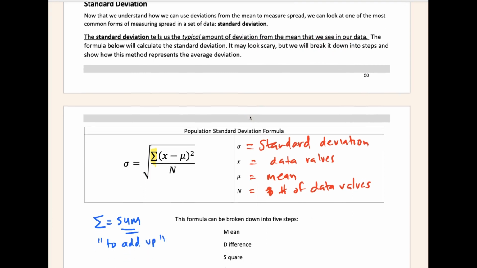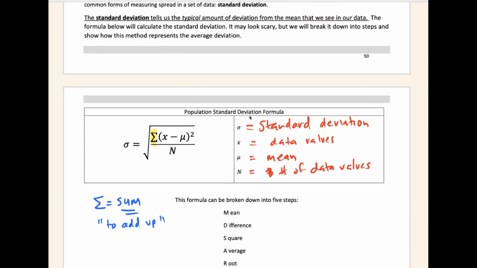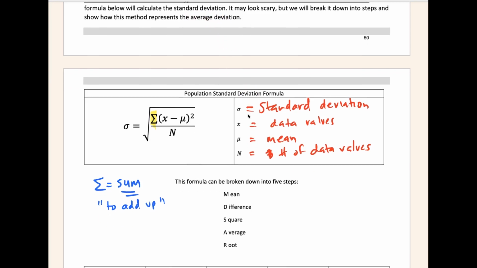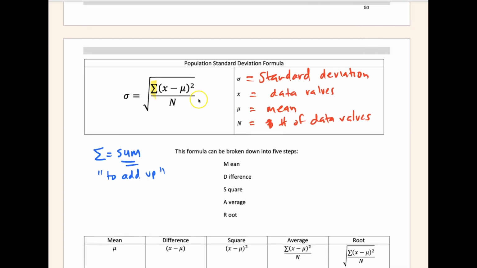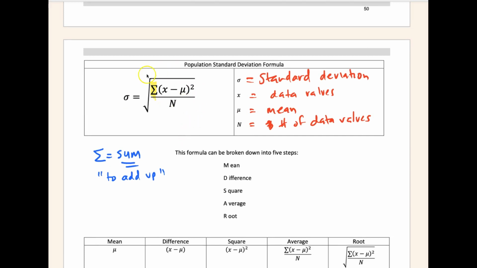So the idea is that we're going to use the deviations, the values we calculated previously, but what we do is we average those deviations. We take an average of how far on average each of the data points are. So this formula here looks complex.